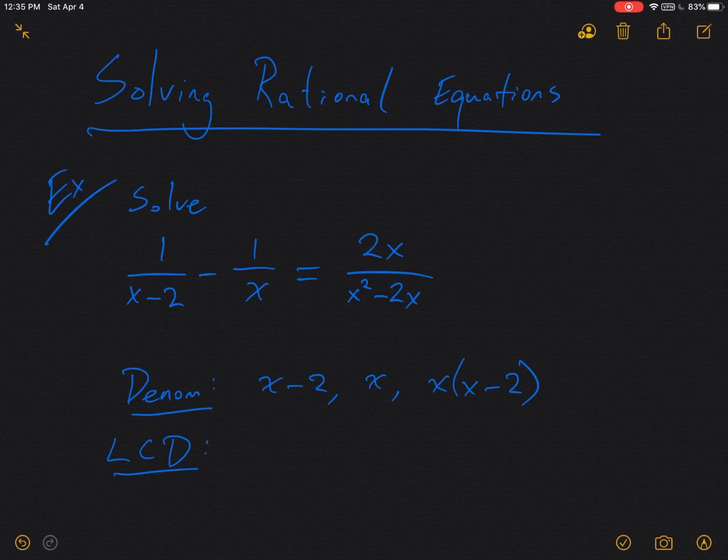To find the least common denominator, you just list all of the factors that appear in all of your denominators. So notice that the factor x appears and the factor x minus 2 appears. And for the least common denominator, you need to include each factor the greatest number of times that it shows up in any single term. So the most number of times that x appears in any single term is once. So this would be x to the first power. And the greatest number of times that an x minus 2 appears in any single factor is also once. So this will just be x times x minus 2. That's the least common denominator here.